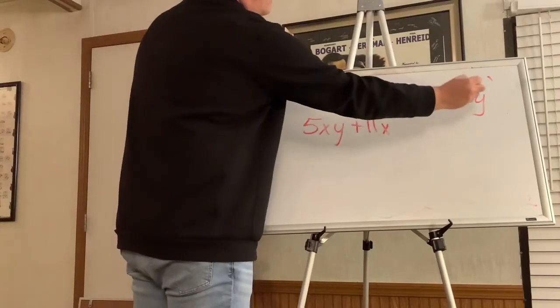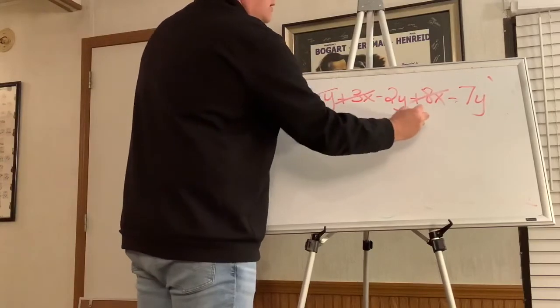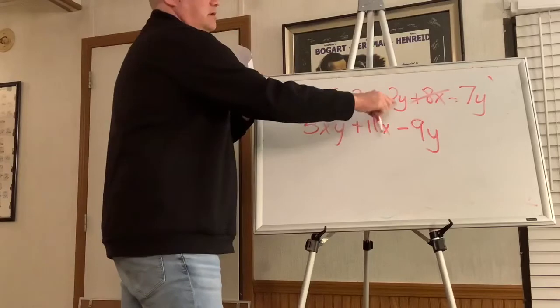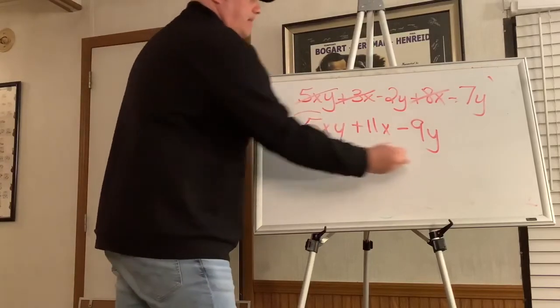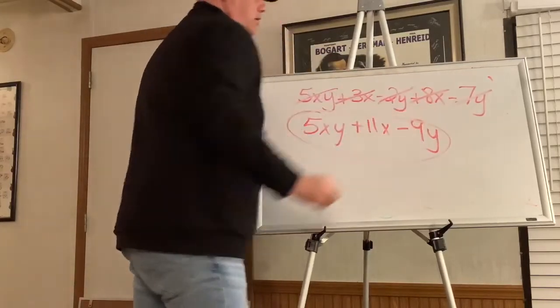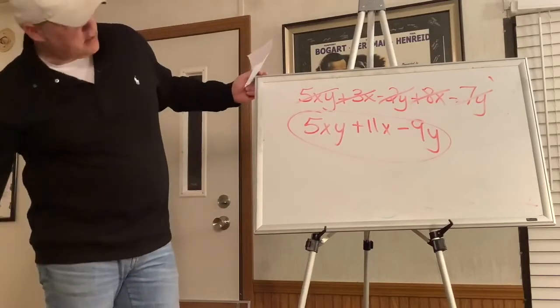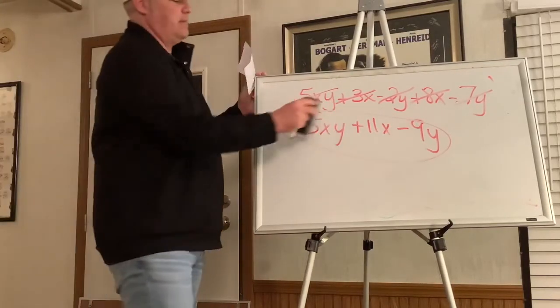And negative 2y minus another 7y is negative 9y. Okay? Negative 2 minus 7, you get negative 9. Okay? So there's that one. Those can be in any order as long as the signs are the same.